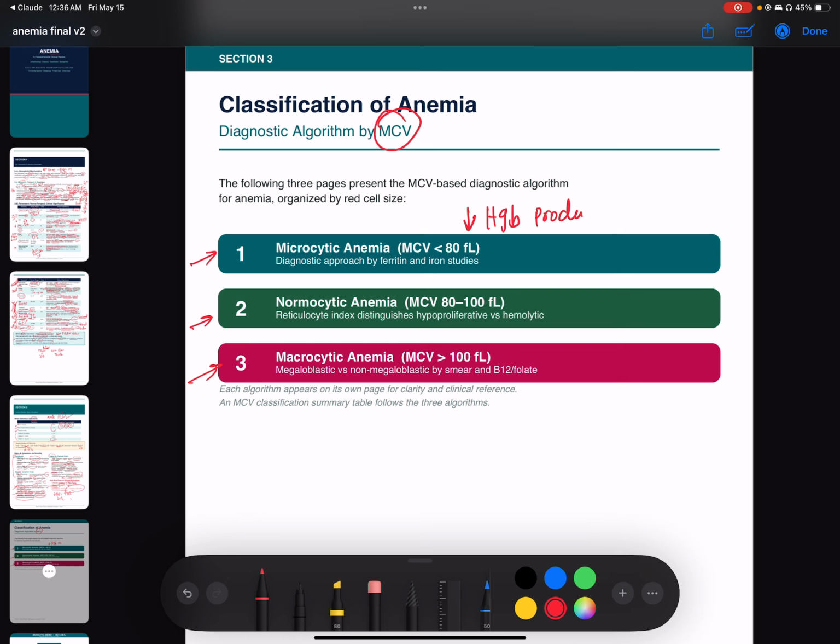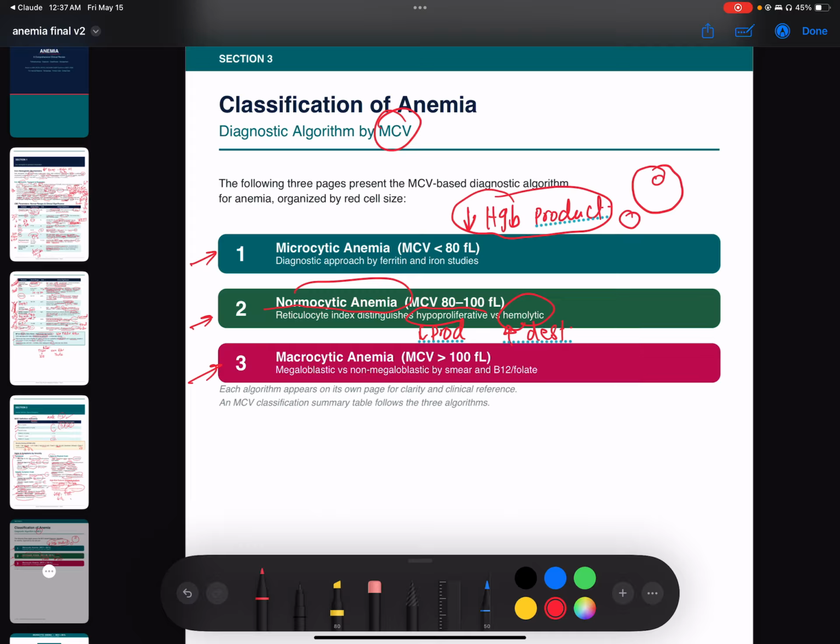If you have microcytic anemia, that means there is a problem in hemoglobin production. An RBC has hemoglobin, protein, DNA, and some water. If you decrease the hemoglobin content, the RBC will be smaller, so microcytic, right? If you have normocytic anemia, that usually means either you are losing blood, or there is decreased production or increased destruction, as in hemolysis. That usually creates normocytic anemia.